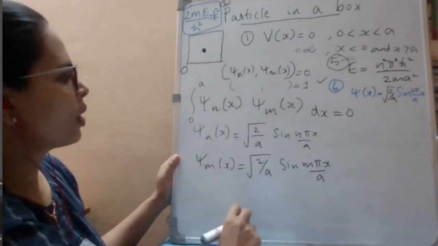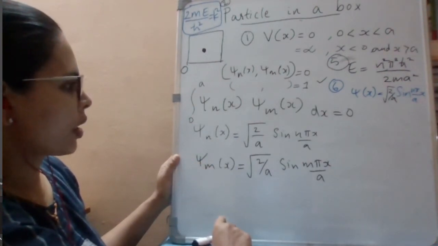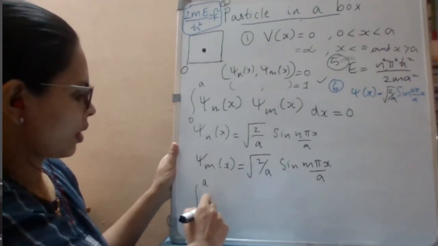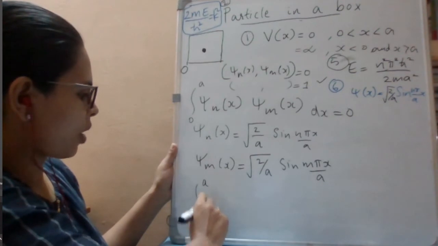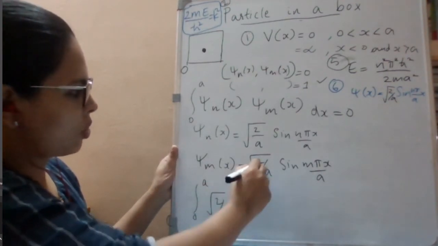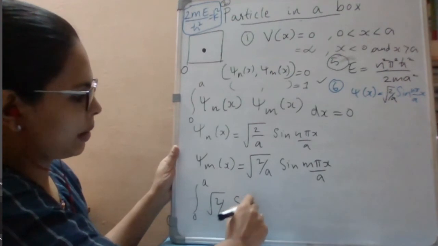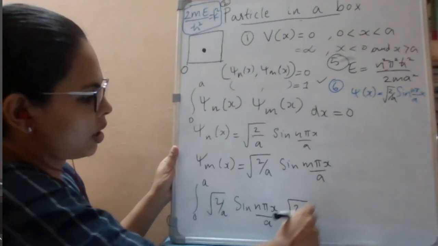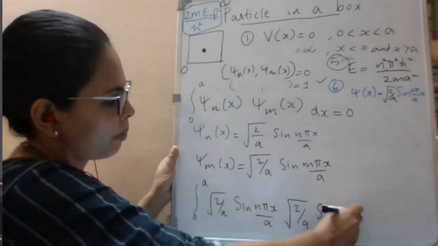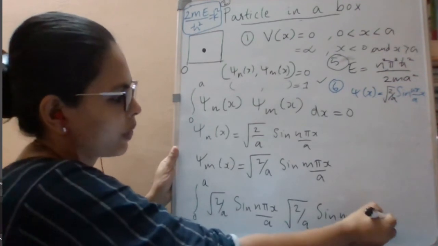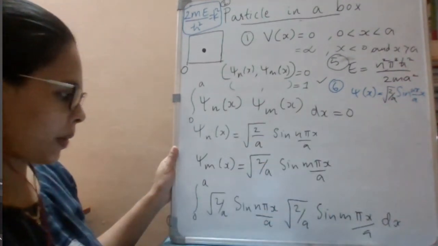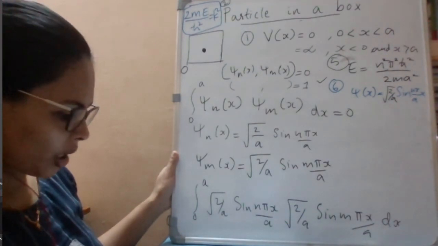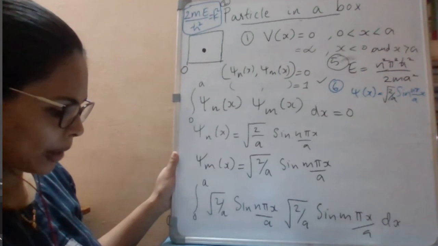So we have to find the value of the integral. Let us apply it. Integral 0 to a, square root of 2 by a sine nπx by a, times square root of 2 by a sine mπx by a dx. Now let us check. The constant can be taken outside: square root of 2 by a squared, that means 2 by a comes out.